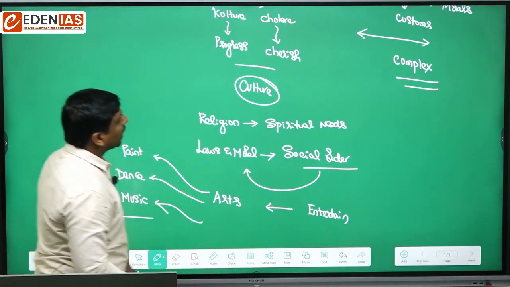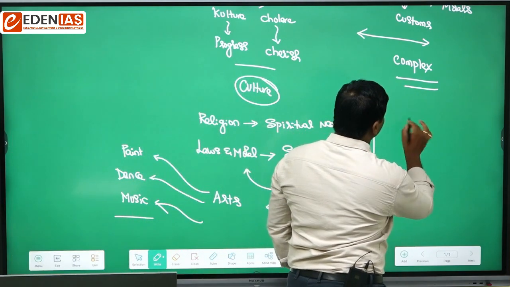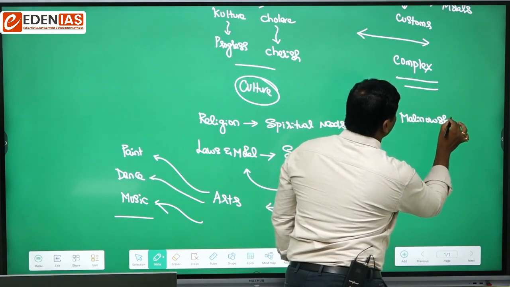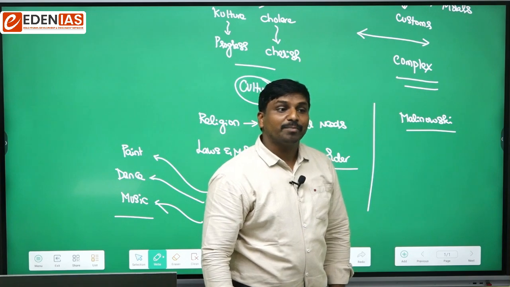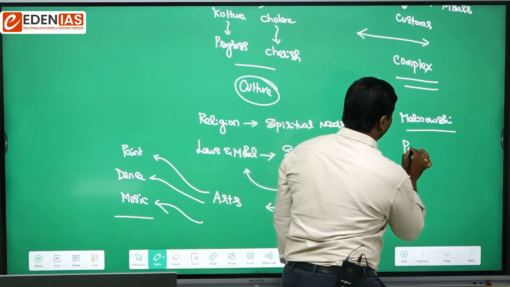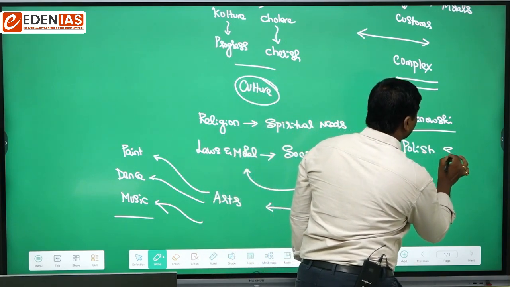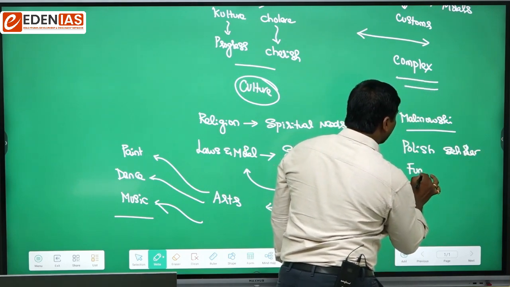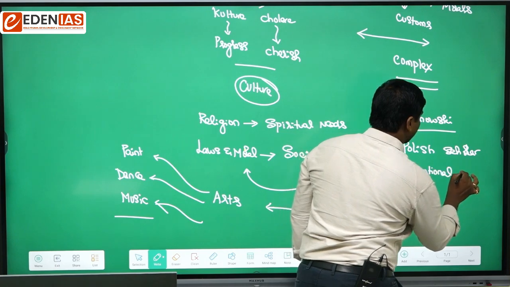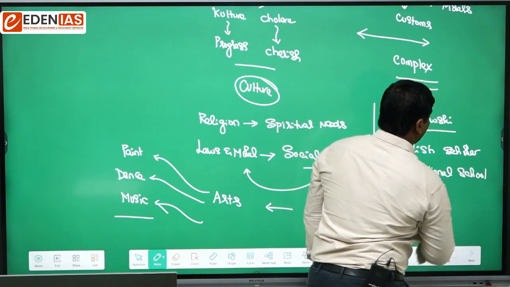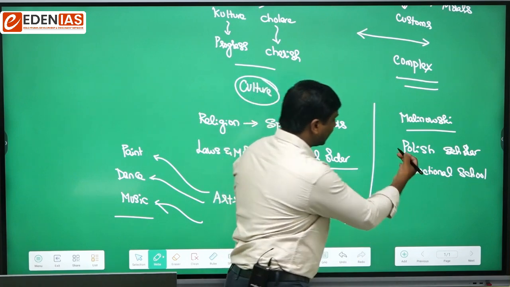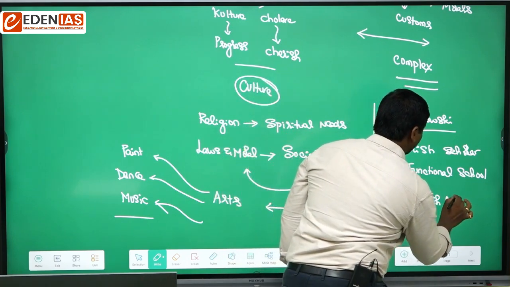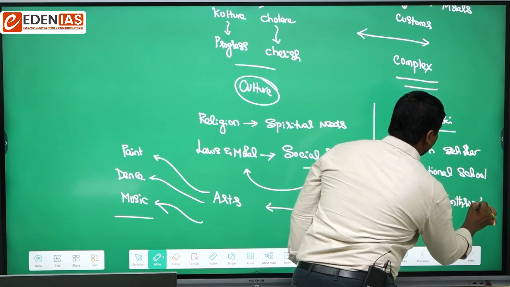So according to Malinowski, Malinowski is which scholar? He is a Polish scholar, from Poland, and he belongs to the Functional School of Anthropology. Just remember this, Functional School of Anthropology. Okay, and the next thing is that he is a British anthropologist. He is a British anthropologist.